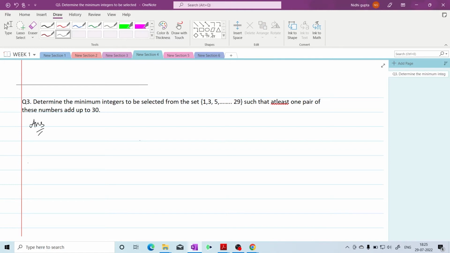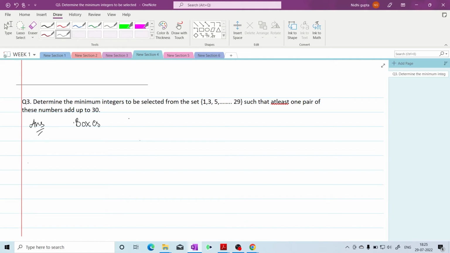Now we have to determine the minimum number of integers to be selected from the set 1 till 29 such that at least one pair of these numbers adds up to 30. So this is also a pigeonhole principle problem. What should be our boxes? We want two numbers which add up to 30.